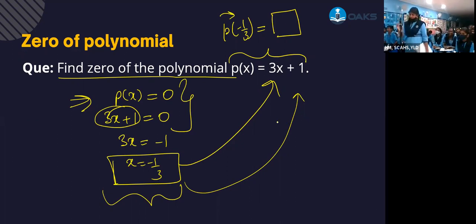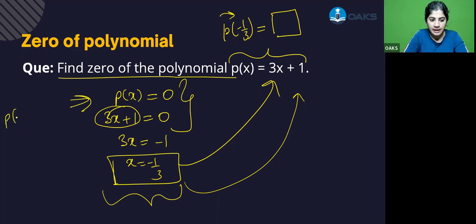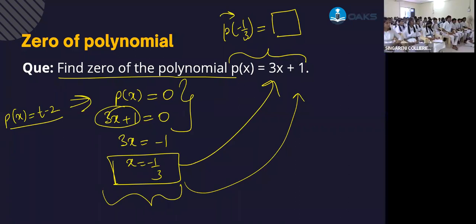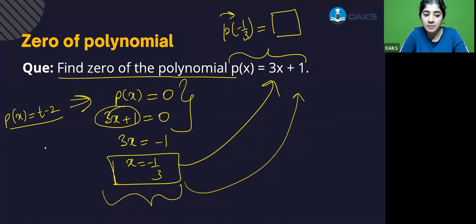Okay, I'll repeat. Now, I'm taking another polynomial, that is Px, it is equal to t minus 2. Is this correct? No, it should be like Pt, it is equal to t minus 2. Now I have to find 0 for Pt.